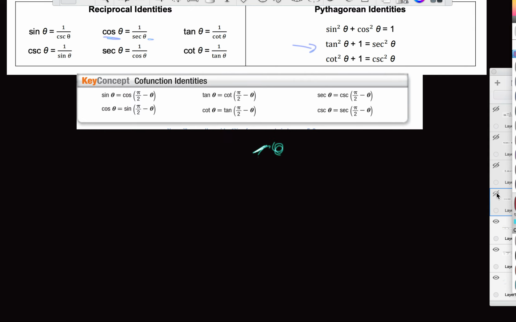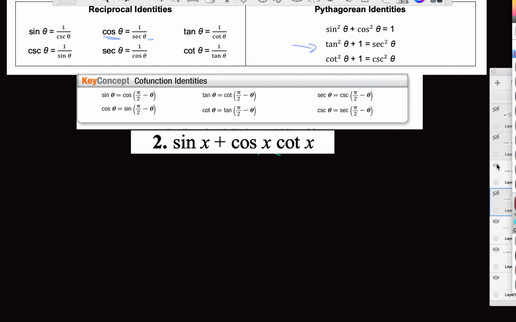Get rid of that one, and open up that one. So sine x plus cosine times cotangent. All right. Let's see what we've got here.